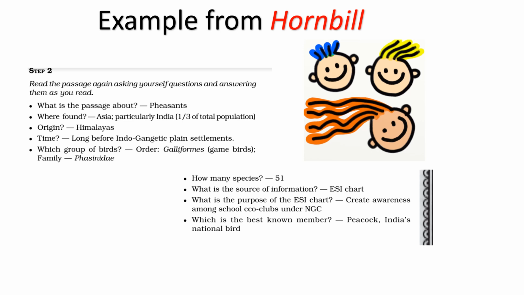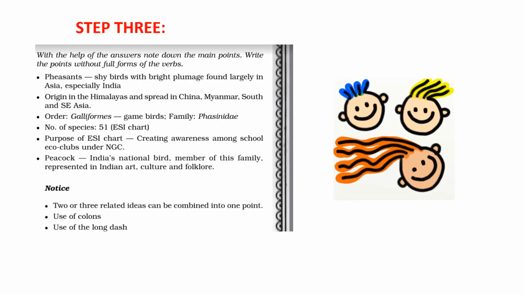So once you have got all the questions and the answers ready, then what? Well, then we go to step 3. What is step 3? With the help of the answers, we note down the main points and we write down the points without full forms of the verbs. For instance, we make use of colons. We make use of the long dash. We also have to remember that 2 or 3 related ideas can be combined into one point.